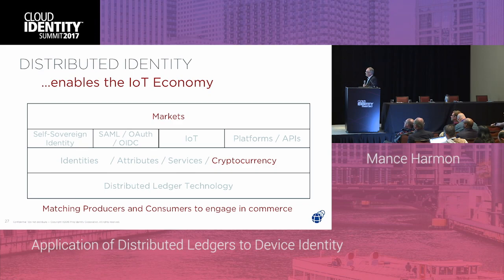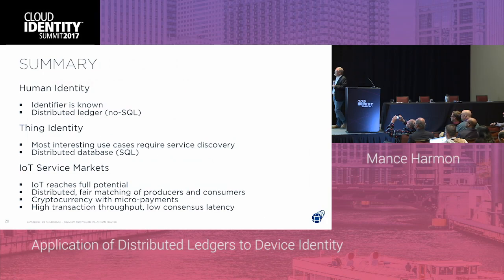So what's the takeaway? In summary, for human identity, the identifier is known. A distributed ledger can be used for addressing identity use cases. When it comes to thing identity, the most interesting use cases require service discovery, where you don't care about the identity at the beginning, you care about the service, and you need to find things that provide the service. And then from that, you dereference an identity, which means that you need distributed SQL, not a blockchain key value store. We need a distributed multi-master database that can scale on a global level, that uses SQL, that supports arbitrarily complex queries on this data store.